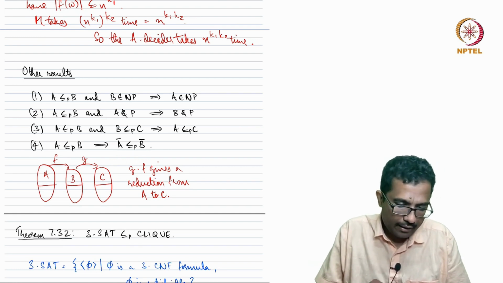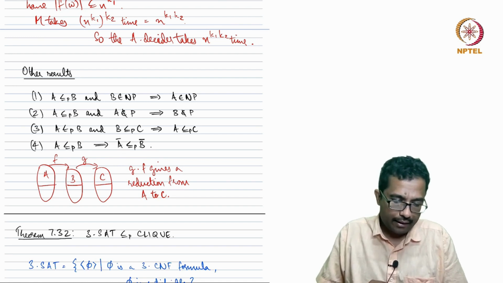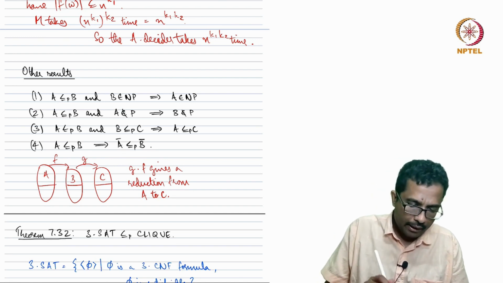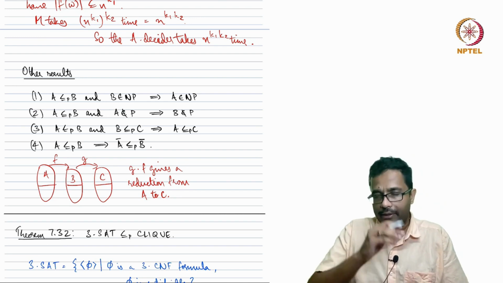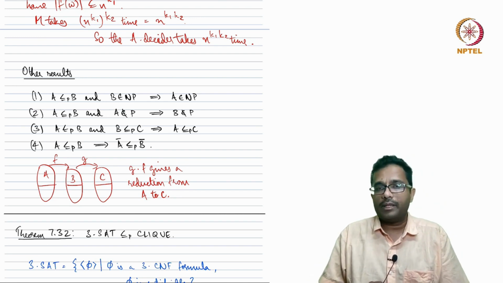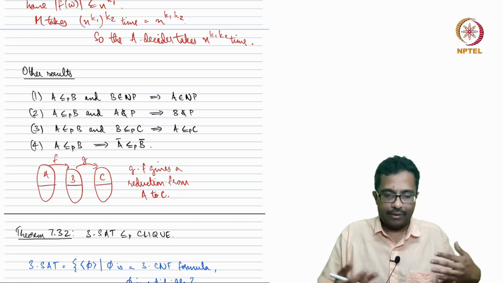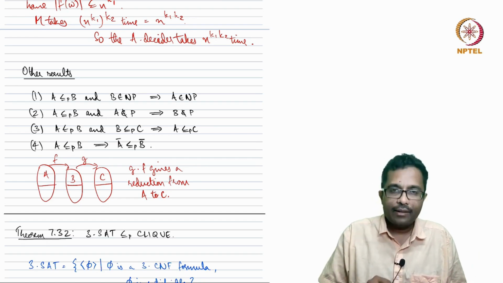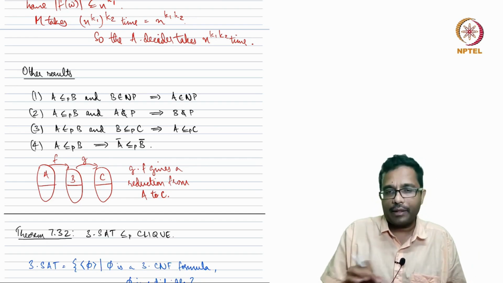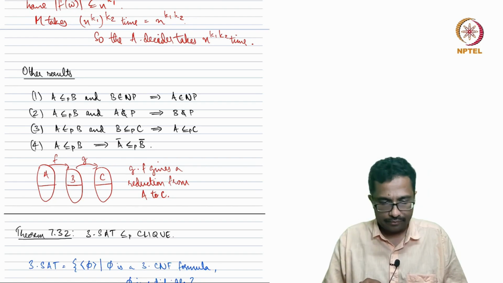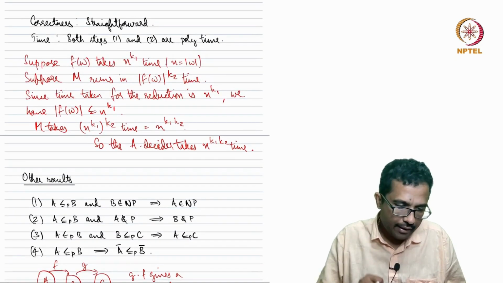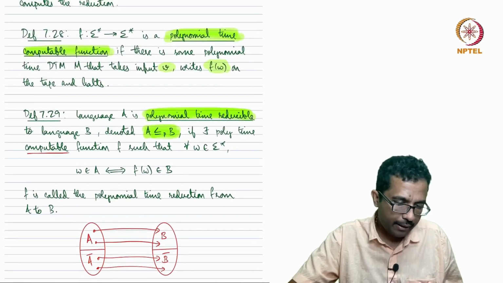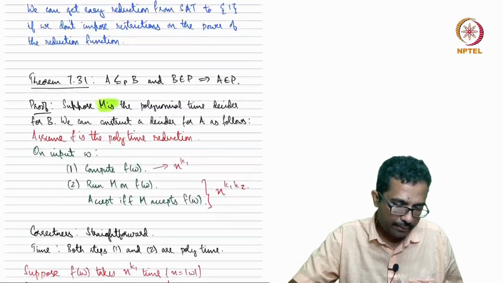So these are kind of standard facts, but try to prove these things and write them down formally. I have given you the proof, at least orally, but to get some practice you may try to write down the proofs yourself. So that completes the definition of polynomial time reduction and some properties.